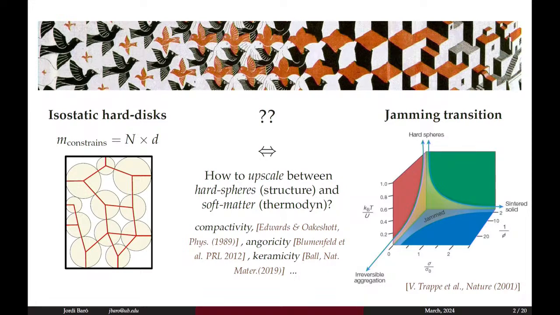We have a void between these two extreme representations that we try to fit, and in fact, much cleverer authors, like Edwards, Blumenfeld, and Ball, tried to find parameters that are able to reproduce or explain how granular matter behaves as a thermodynamical system. So this is the underlying problem: how to upscale between this hard sphere description and the soft matter description, the thermodynamical scale. And this is something that is non-trivial.